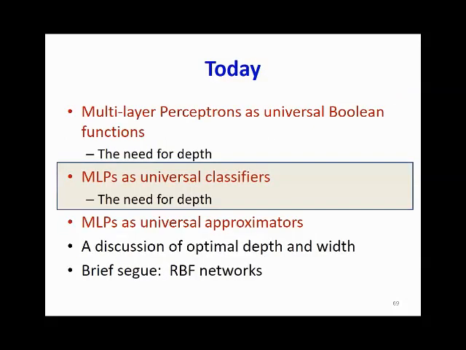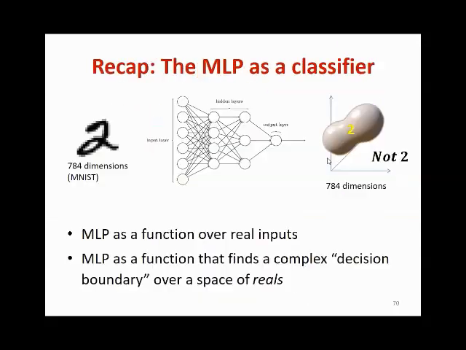So to continue, we've seen how an MLP can operate as a Boolean function over real inputs already in the last class. We are going to revisit this topic today.